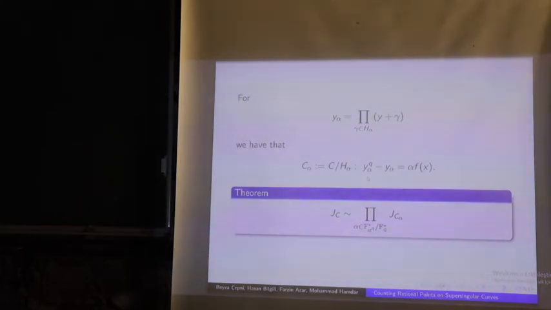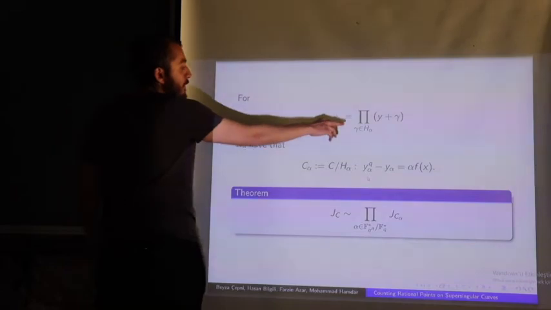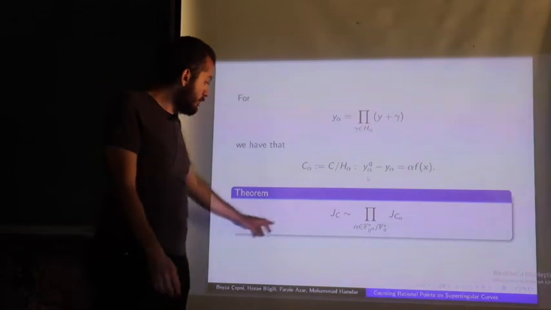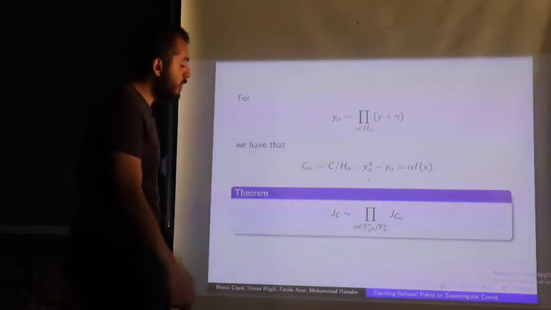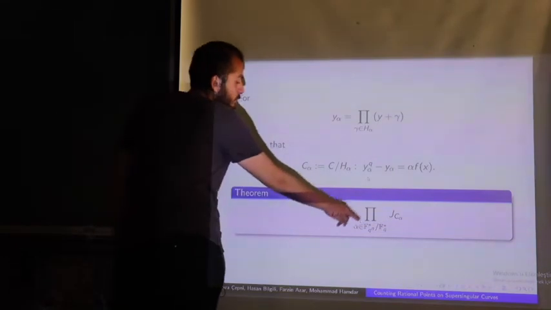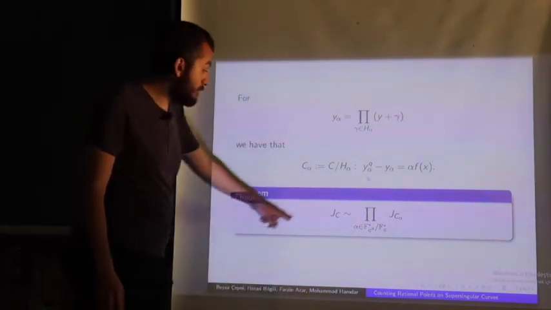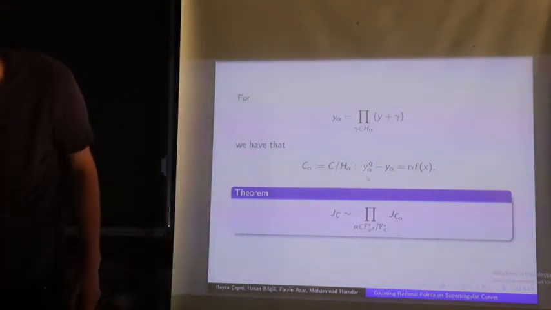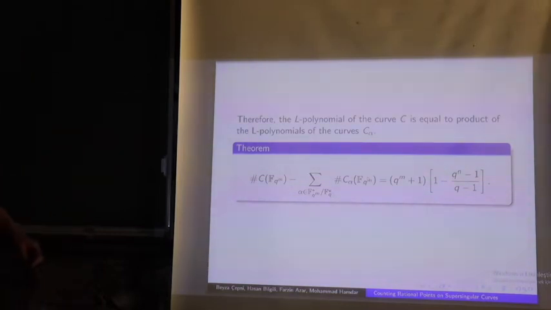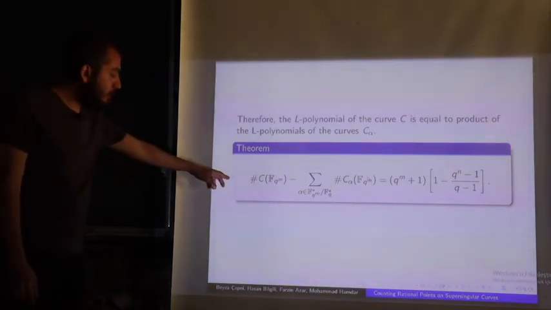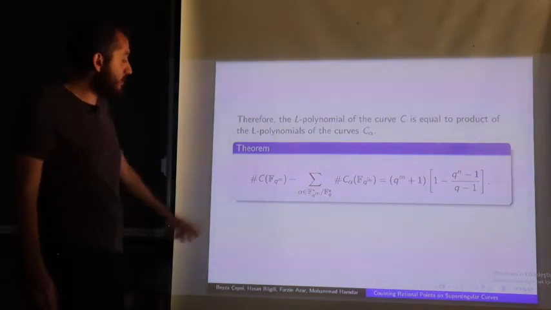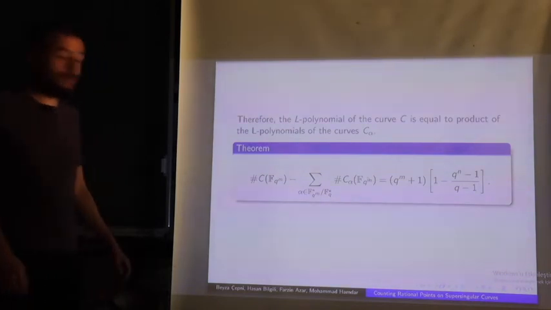For Y_alpha as the fiber product of Y plus gammas, we have the curves C_alpha, and the theorem says that the Jacobian of the curve is isogenous to the product of the Jacobians of the C_alpha. I have to say that the alphas are representatives from the cosets. Therefore, the L polynomial of the curve C is equal to the product of the L polynomials of the curves, and we have a theorem which is useful to calculate the rational points of C over F_{q^m}.